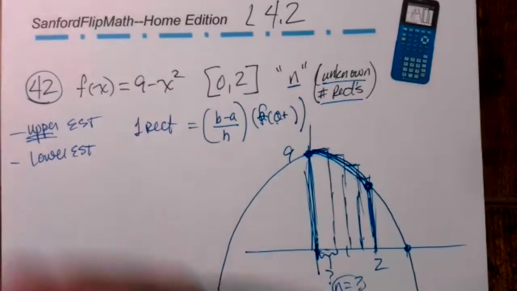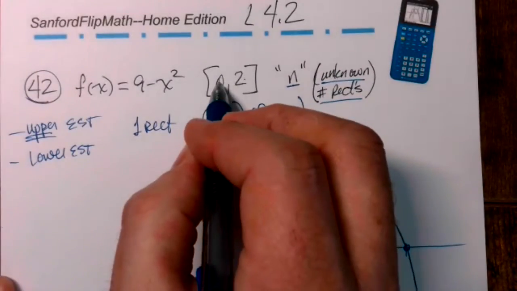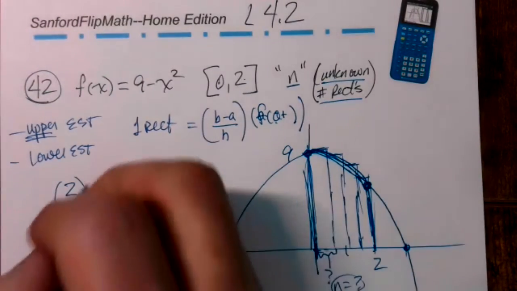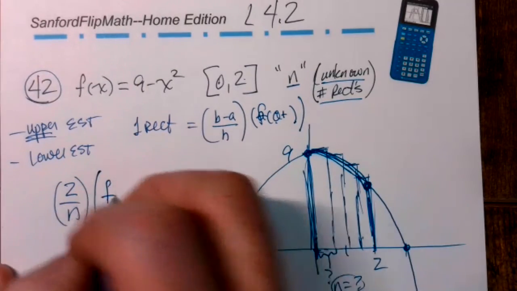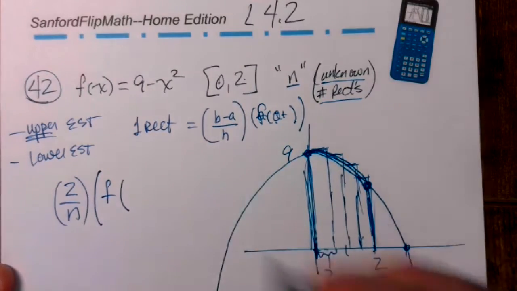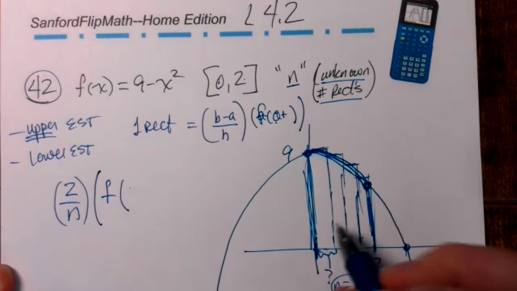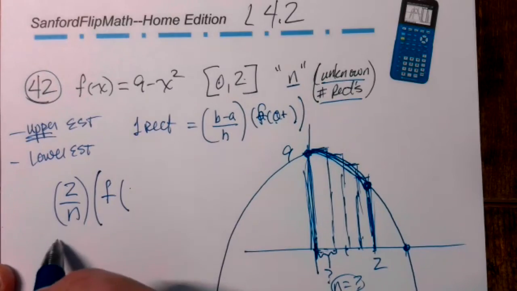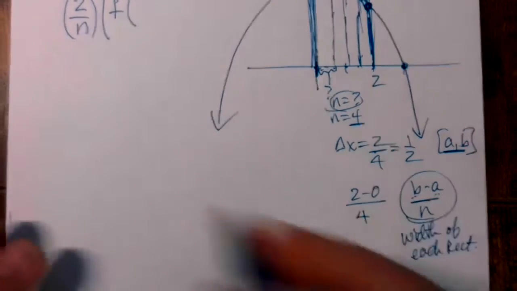In our case, we're going to do 2 minus 0 divided by n, so 2 over n is the width of the rectangle. And I need f of, I'm going to start at 0, but then I'm going to need to step through here, because what I'm trying to do is capture the formula for each rectangle. I mean, I could do this for the 4 rectangles pretty straightforwardly.